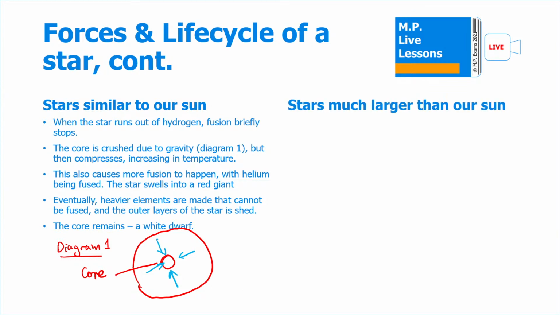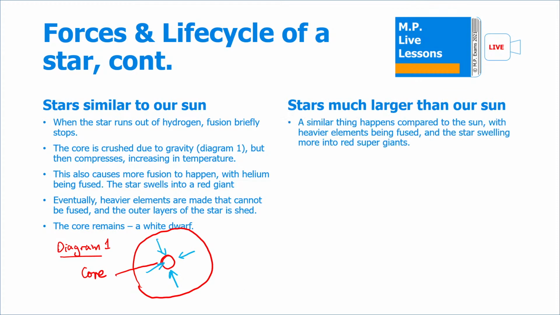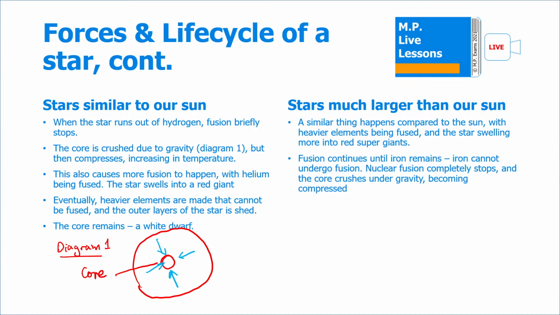Now, for stars that are much larger than our Sun, this is what they often ask in exams, a similar thing happens. So the fusion stops for a bit if they run out of hydrogen, then the core gets crushed, more fusion happens, they can fuse heavier elements. This keeps repeating until iron accumulates or starts to build up in the core.